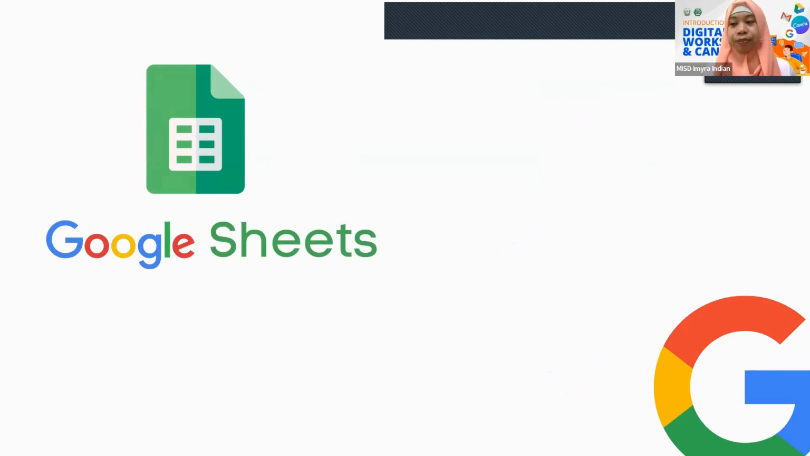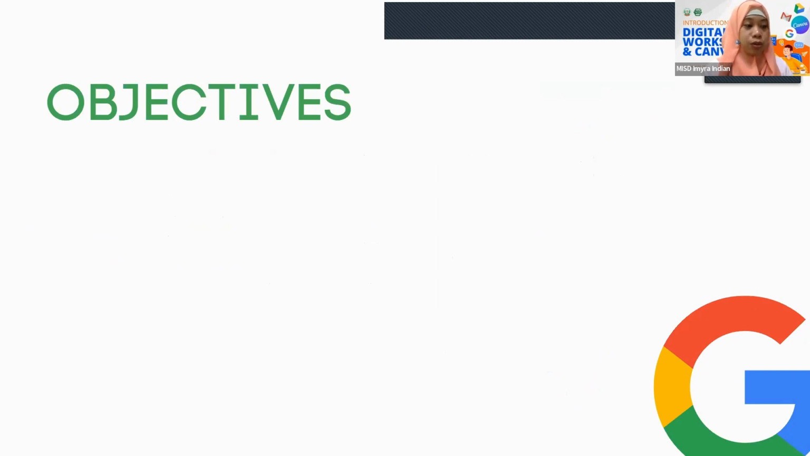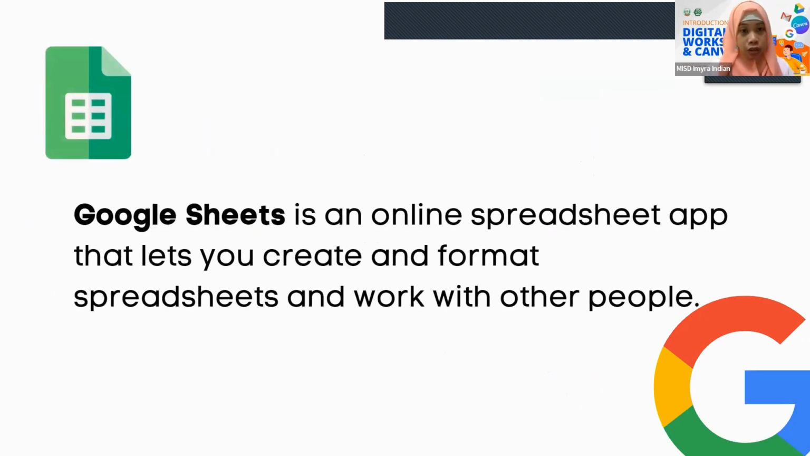Google Sheets. Okay, so for Google Sheets, our main objective is to familiarize the interface, the cell basics, understanding cell contents, and creating simple formulas. So basically, Google Sheets is also similar to the Microsoft version, which is Microsoft Excel. Google Sheets is an online spreadsheet app that lets you create and format spreadsheets and work with other people.